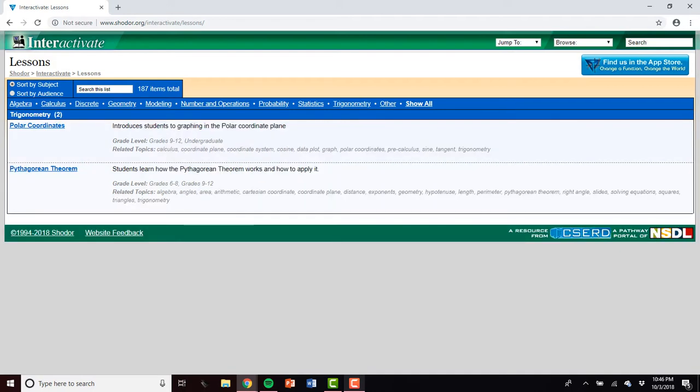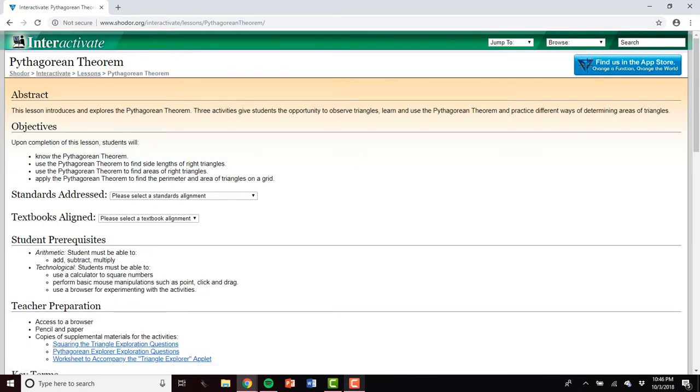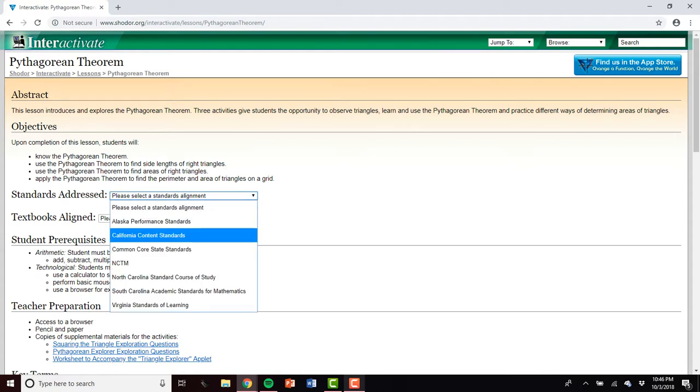So we can get a lesson on Pythagorean theorem that a teacher could use for their lesson on Pythagorean theorem. It basically shows the abstract, which is Pythagorean theorem, what they can do, and explaining it. The objectives, which is basically how the students can complete the lesson, as shown here. You can put in any standards addressed in here as shown here.